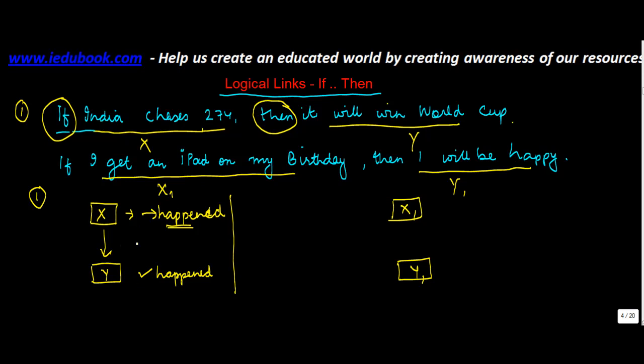Now, is there any way in which Y can happen? One of the reasons is that X has happened, therefore Y has also happened. The second thing that you need to think is, is there any way by which Y can take place if X does not take place? So let's say X did not happen. So India did not chase 274. Then is there any other way through which India can win the World Cup? The answer is obviously no. So this means that if X does not happen, then Y will necessarily not happen. This is true for the first statement. Please note that I'm just talking about the first statement in general.